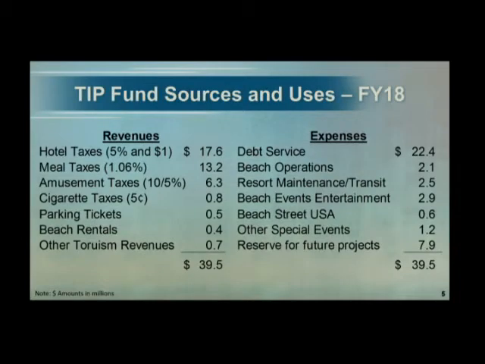Now, this is the TIP fund budget, all the pieces. On the revenue side, again, we're repeating the hotel tax, 5.5, plus the $1, the meal tax, 1.06, amusement tax, cigarettes, parking, beach rentals, and other revenues, totaling 39.5 million. The lion's share supports debt service, 22.4 million, and I'll talk more about that. The rest goes to beach operations, resort maintenance, HRT transit, tourism support, beach events, entertainment, Beach Street, and other special events. You'll notice we've got a $7.9 million reserve for other things to build up the fund balance.